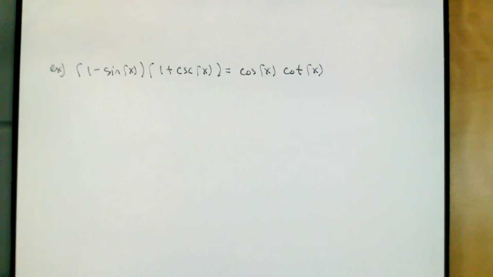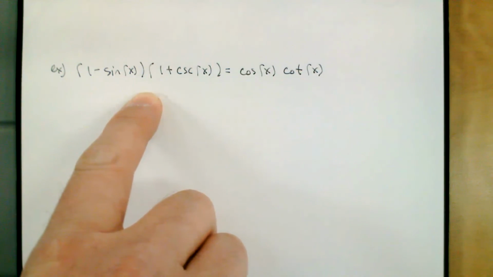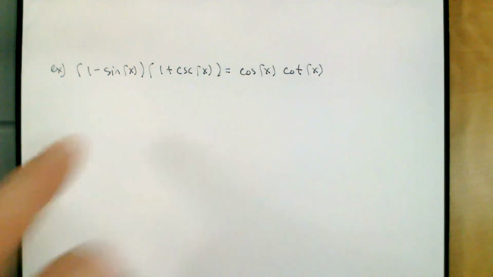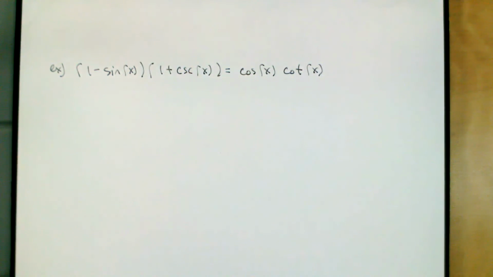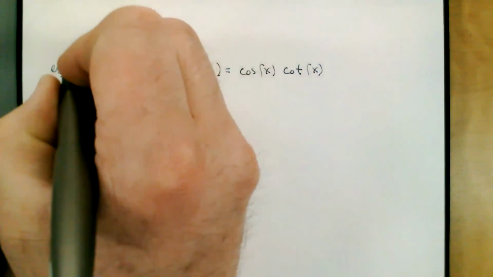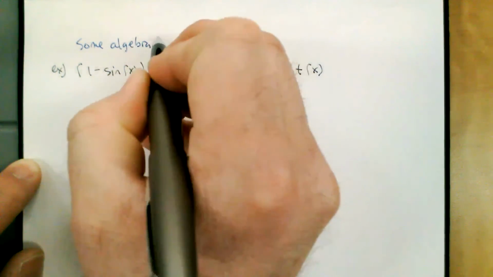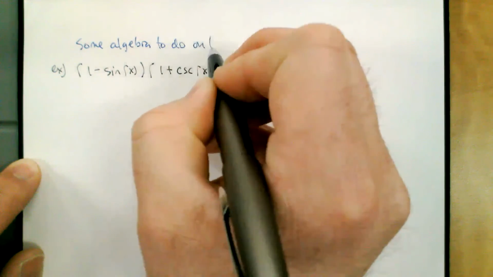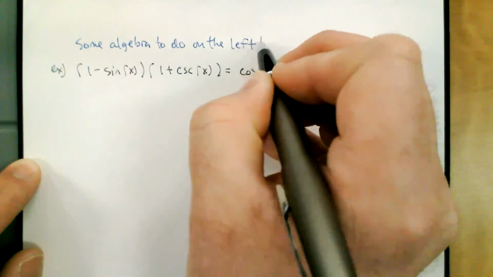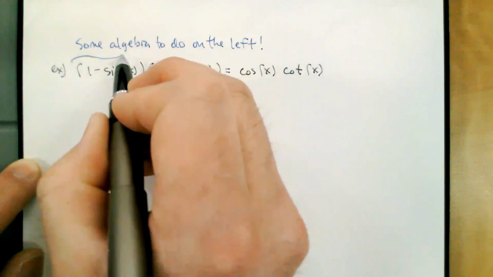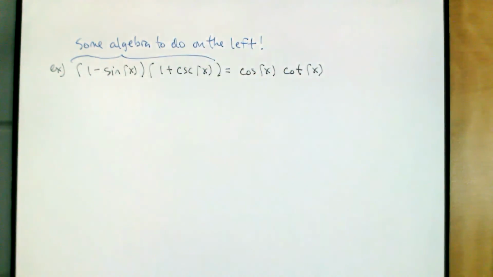So the idea is to make something happen. In this case, we have an operation that we can perform. If one side of your identity involves an operation that you can perform, then perform that operation. There's something that can happen right here. There's some algebra that we can do on the left. Our brief is to make something happen. Let's multiply that stuff out.